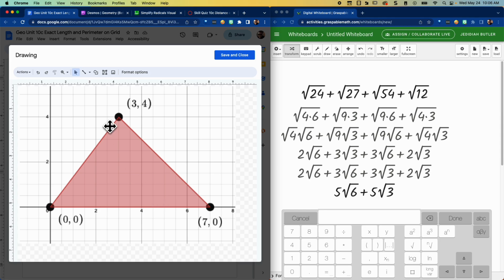First, this bottom edge, that is a lot easier than you would think. This edge from 0, 0 to 7, 0, that's just 7 units long. So I'm going to just put a little text box in there saying that's just 7.